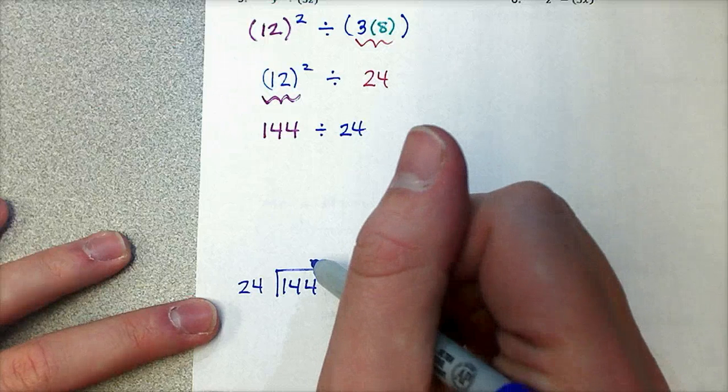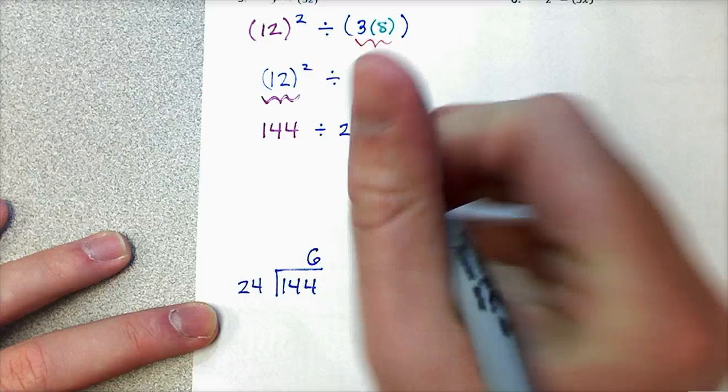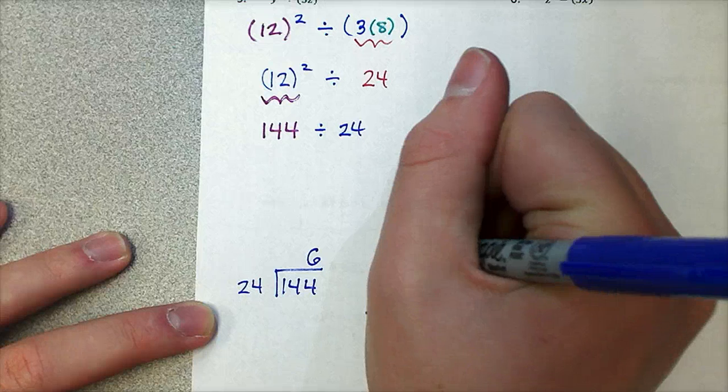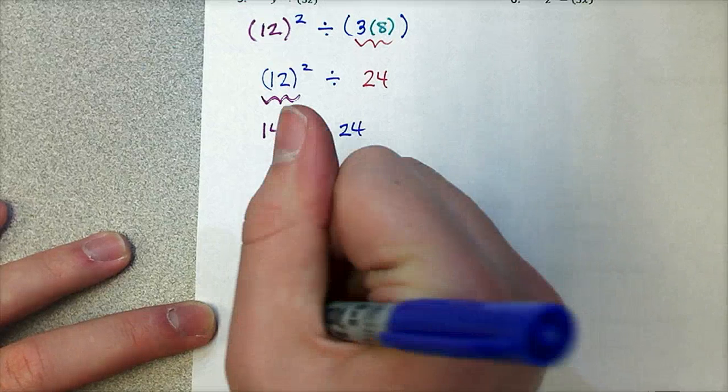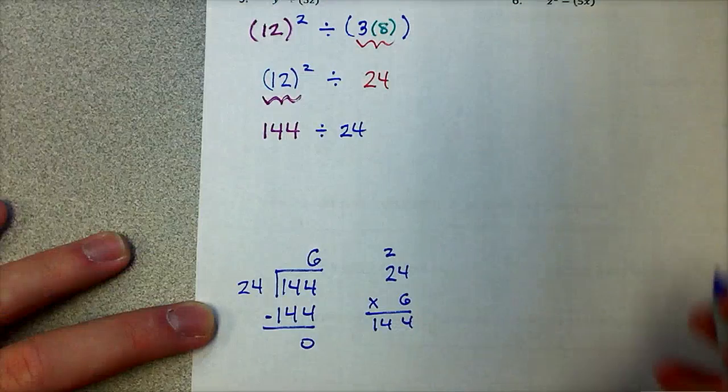Okay, we could also even try a 6. If we do 6 and then multiply 24 times 6, we actually end up getting 144. So it goes in an even number of times. 144 divided by 24 is 6.